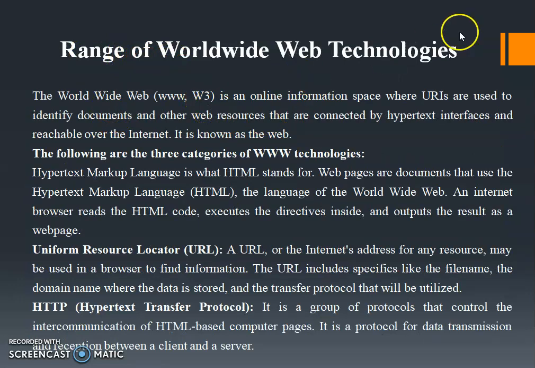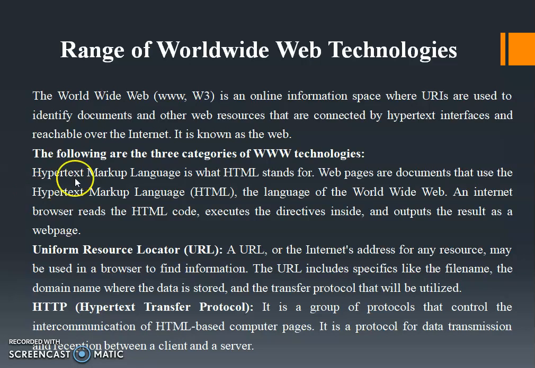Range of World Wide Web technologies. The World Wide Web, WWW, is an online information space where URIs are used to identify documents and other web resources that are connected by hypertext interfaces and reachable over the internet. It is known as the web.